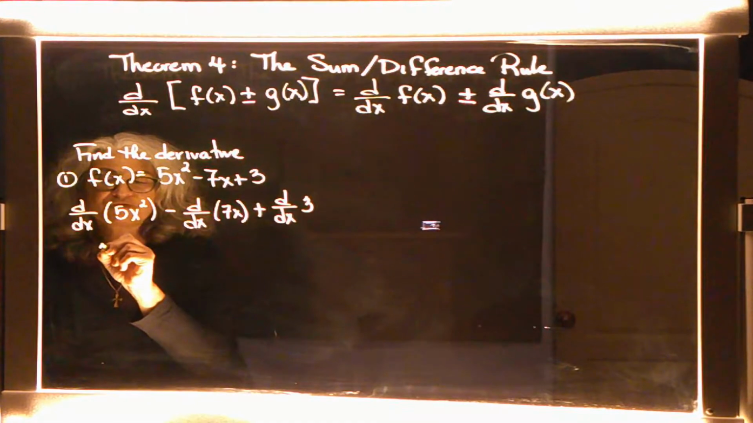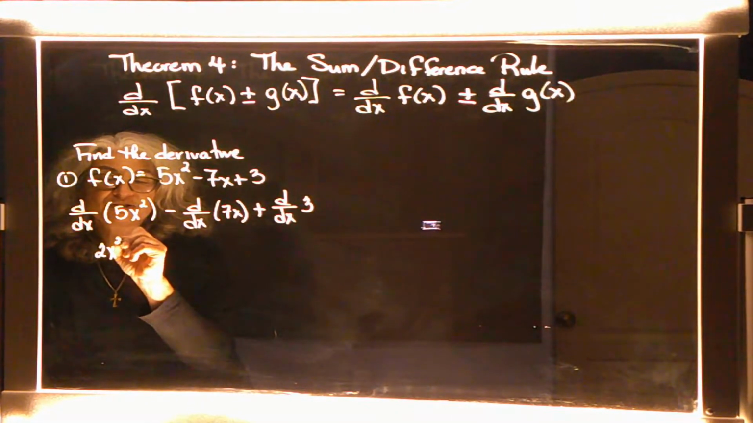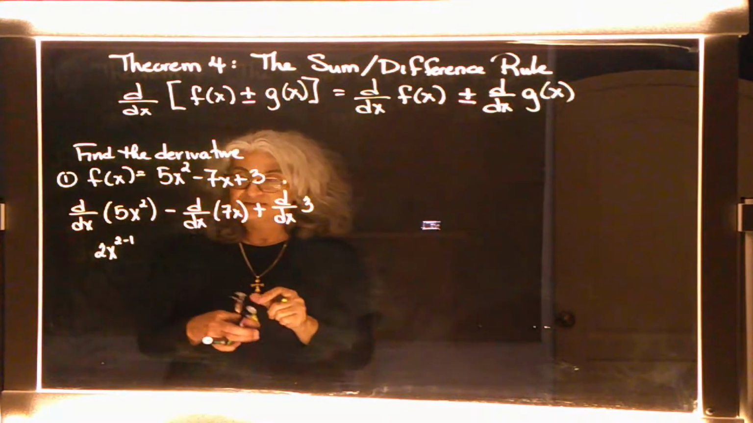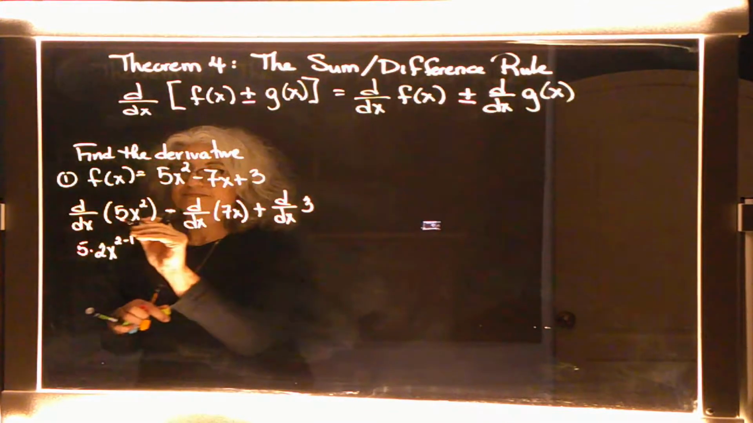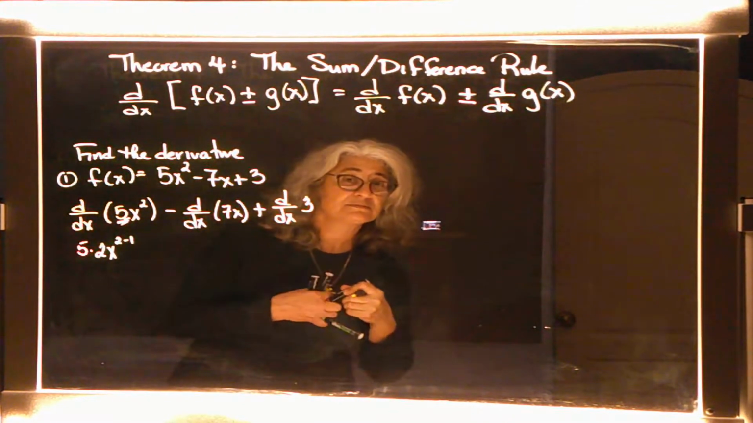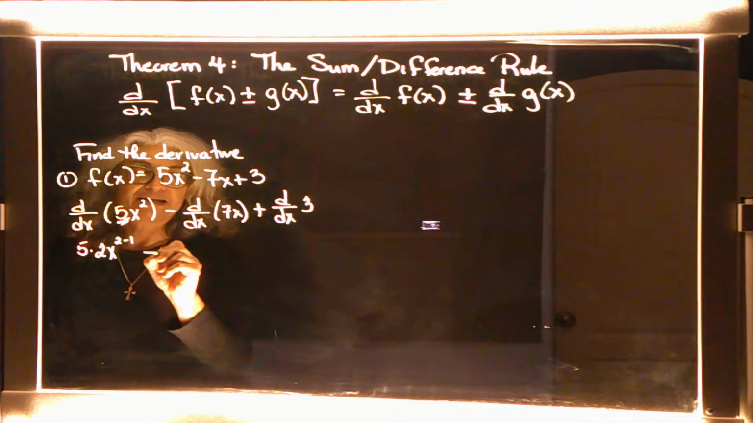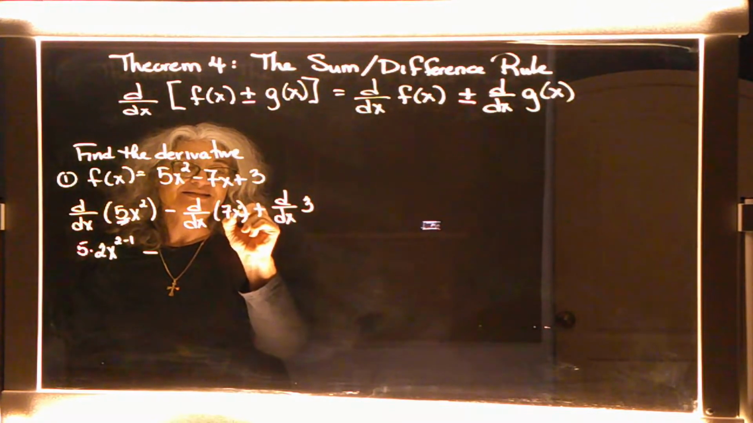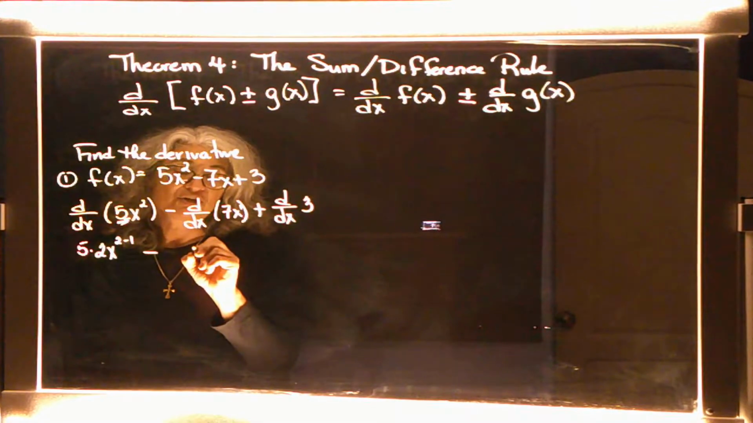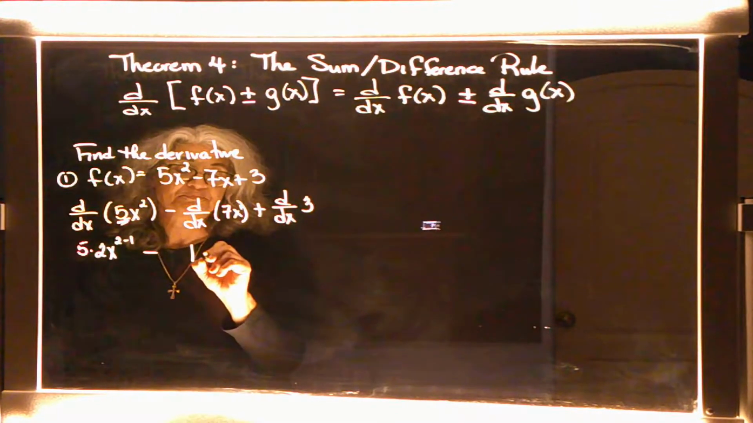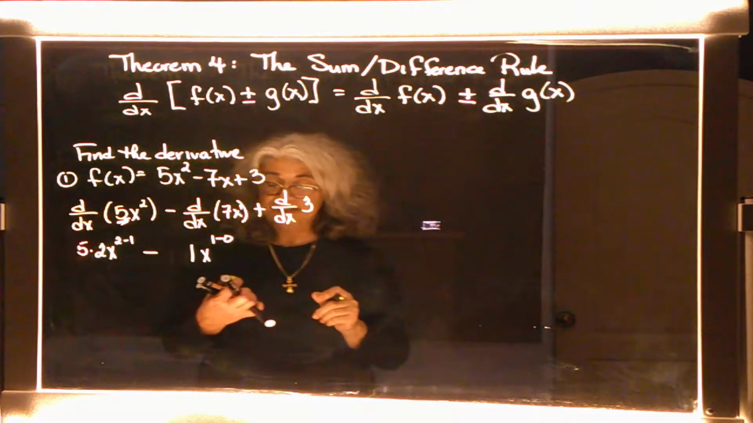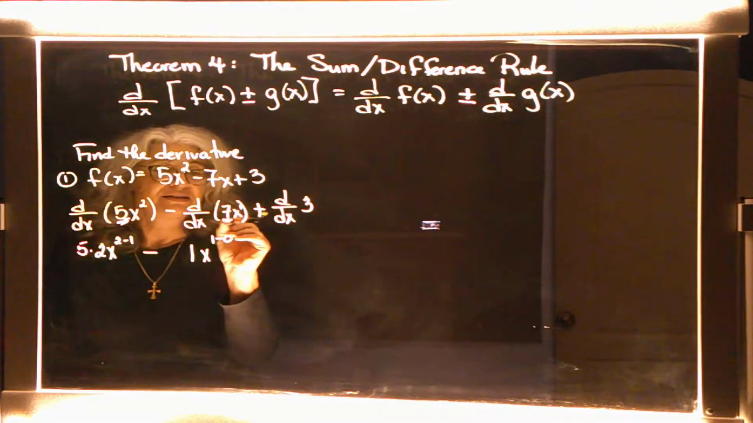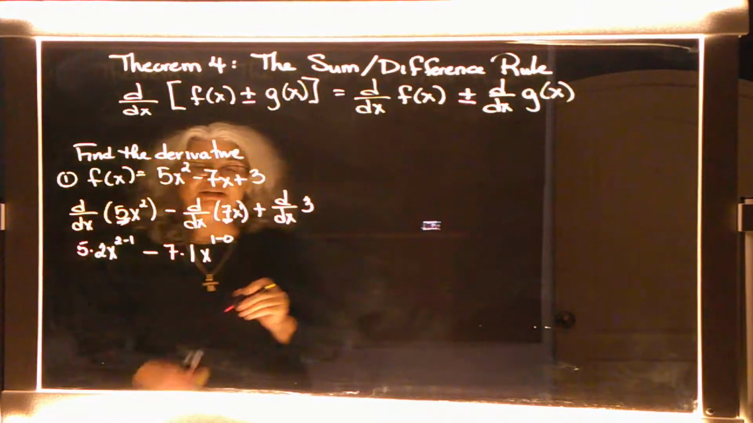Yeah, that power of 2 is going to come down. x gets raised to the 2 minus 1, right? And then we multiply by this 5. Agreed? Minus, this x is to the power of 1 technically. So I bring down the 1, and I take x to the 1 minus 0, right? And then this 7 gets multiplied. Agreed?